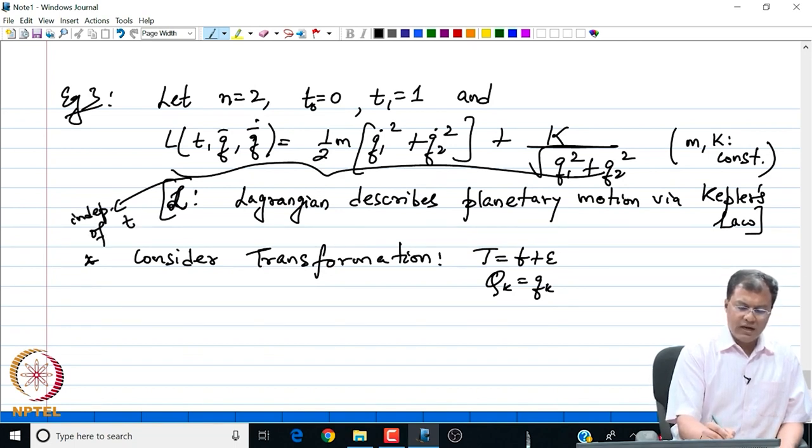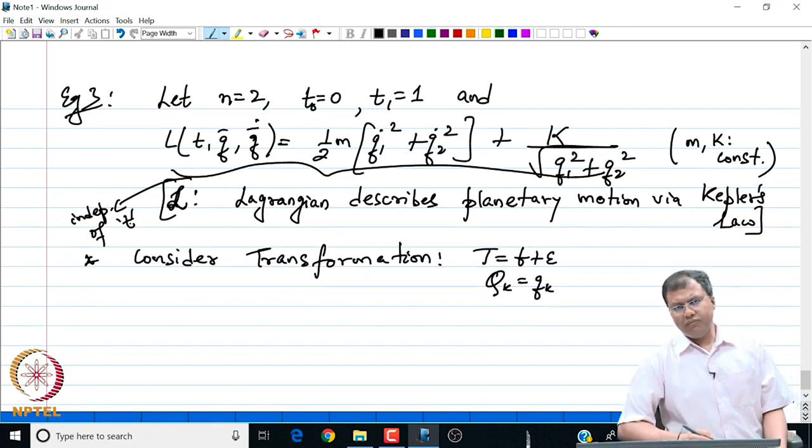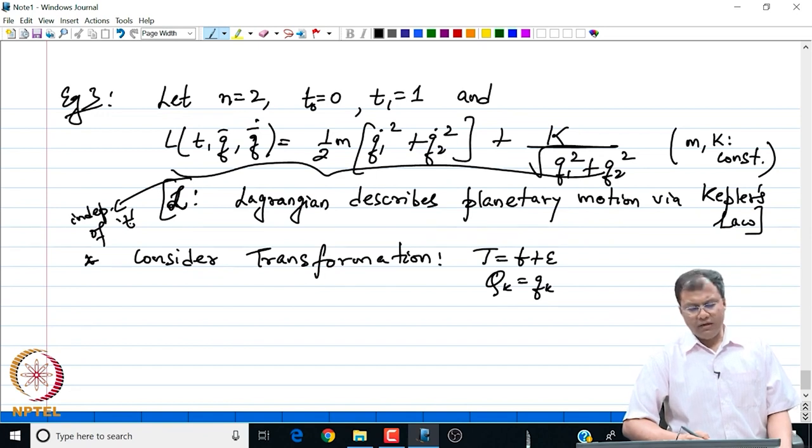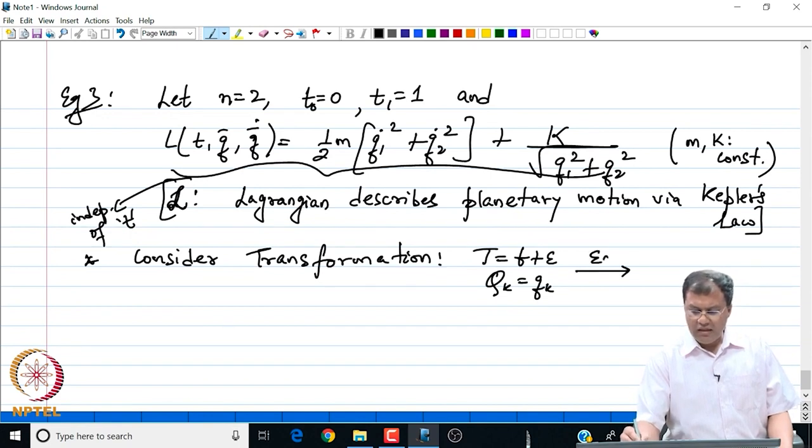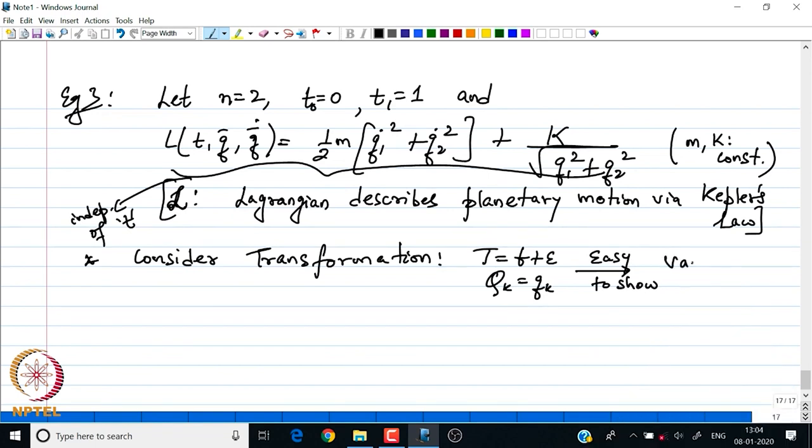Now, notice that this Lagrangian is independent of the independent variable t. We have mentioned for integrands of one variable that integrands which are independent of the independent variable will be invariant under this translational transformation. So it is easy to show that this transformation is a variational symmetry for L. Students should check that by plugging in the respective variables, right.